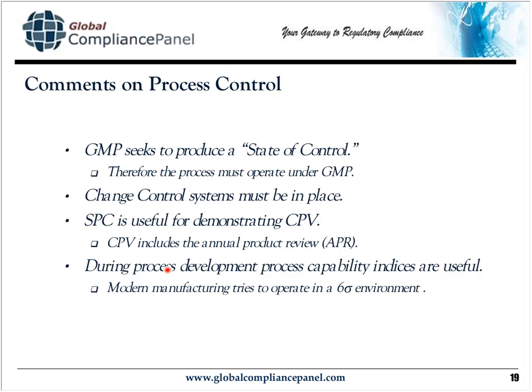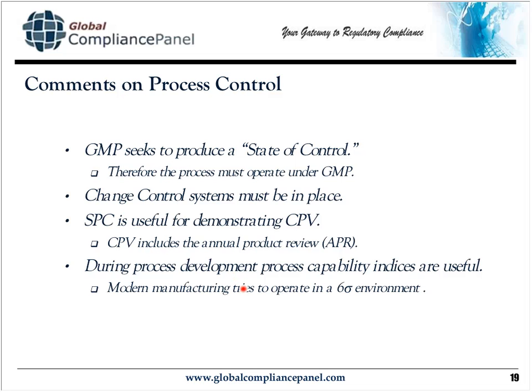Now, during your process development stage, you need to do what are called process capability calculations. And these are called capability indices. You see them as C sub P or C sub PK or P sub PK, depending upon what notation system your statistician uses. Actually, you don't need a statistician for this. I mean, any engineer or technician should be able to make these calculations.